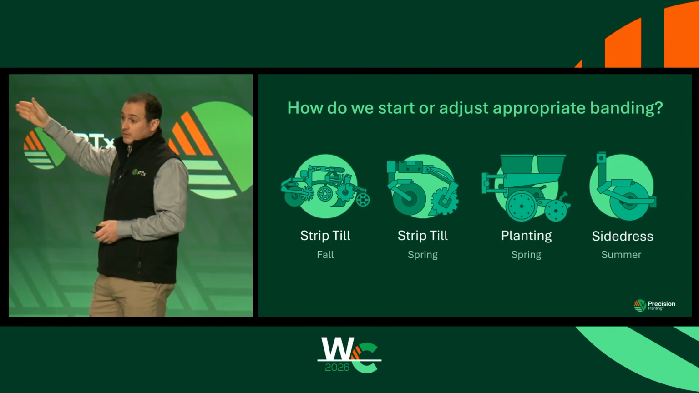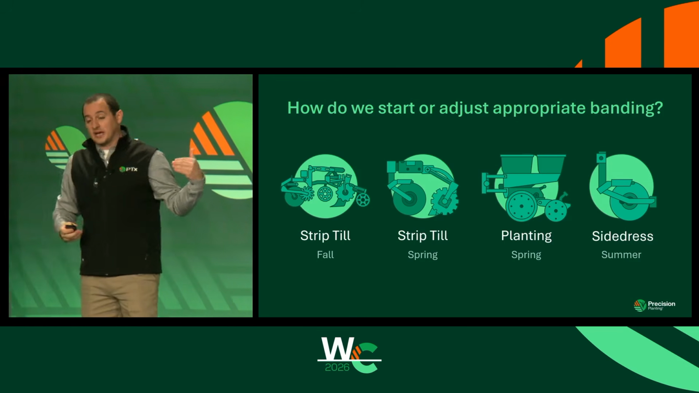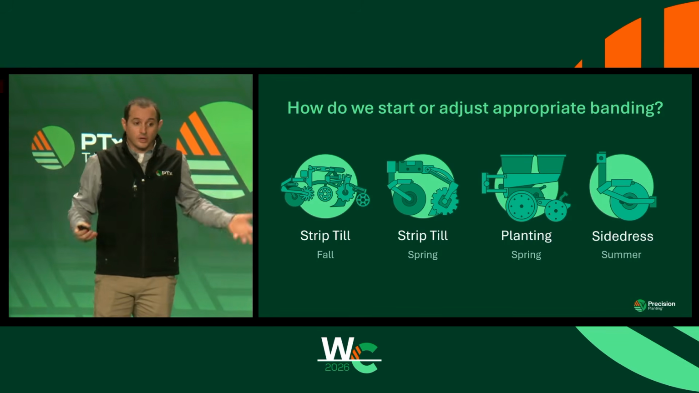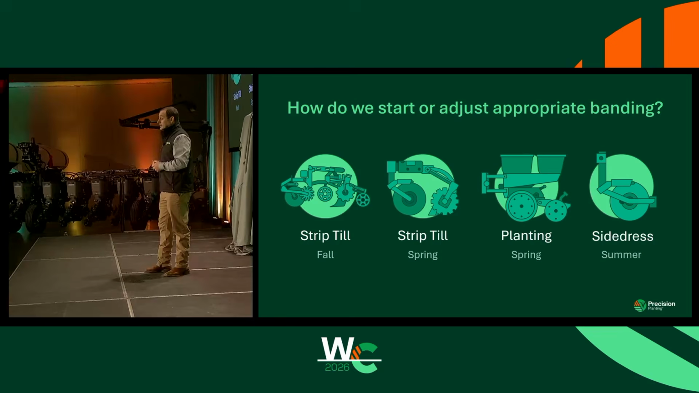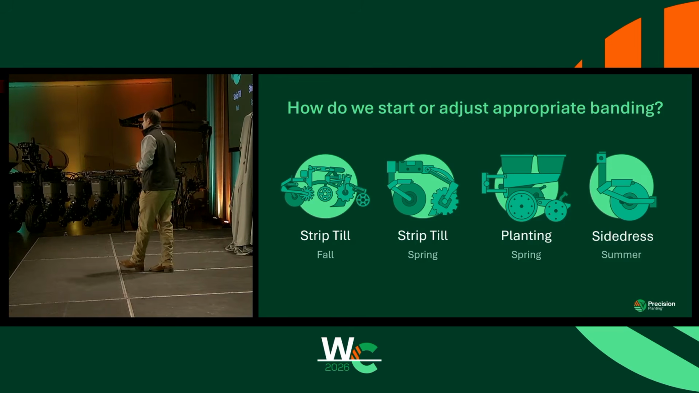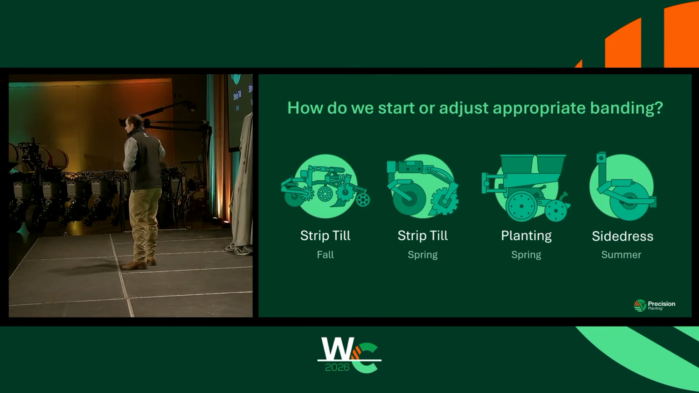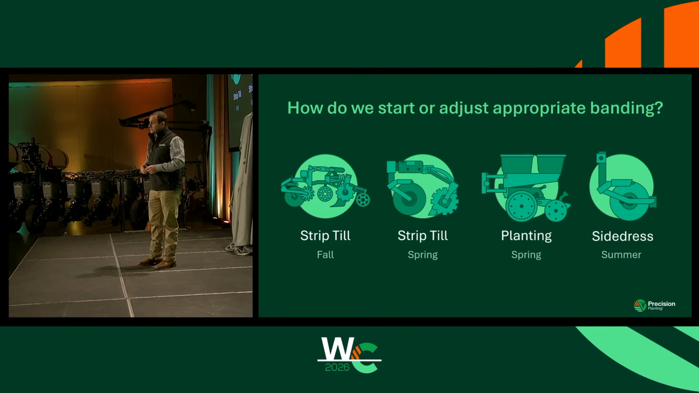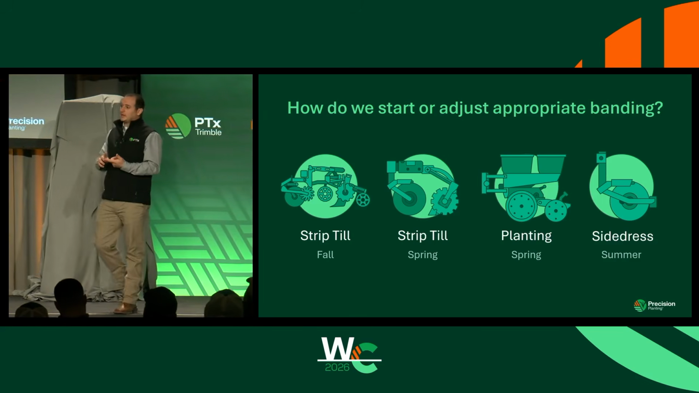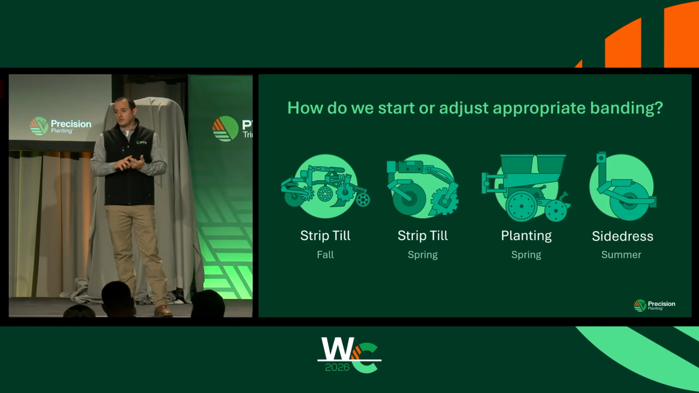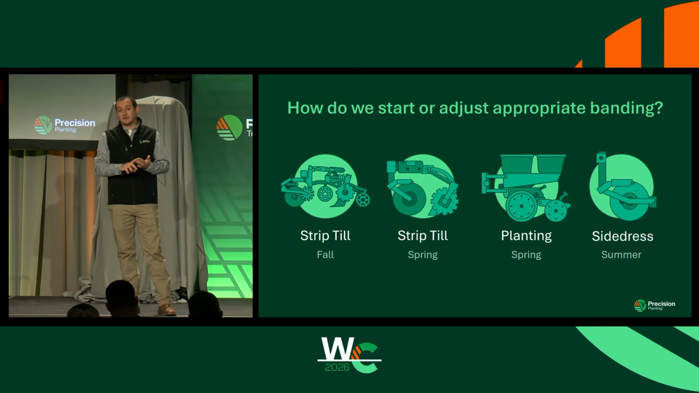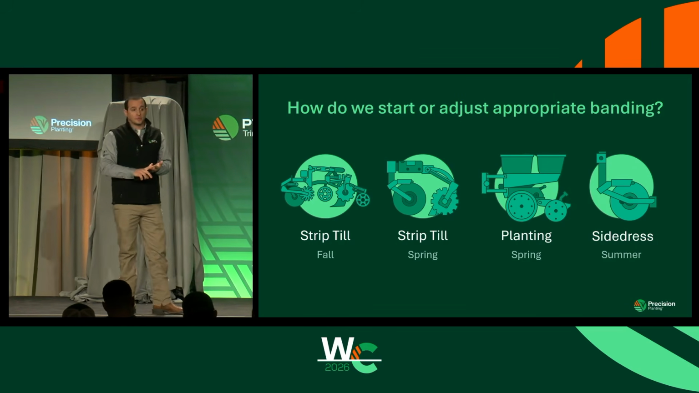Spring strip till. I've got some guys down south where things are warmer and they're worried about nitrogen being gone. They're going to put nitrogen on in the spring in a band. On planting, we've been talking about this for years. This is still one of the lowest hanging fruit. It is not difficult to put nitrogen, or in furrow, typically a phosphorus starter, on the planter.